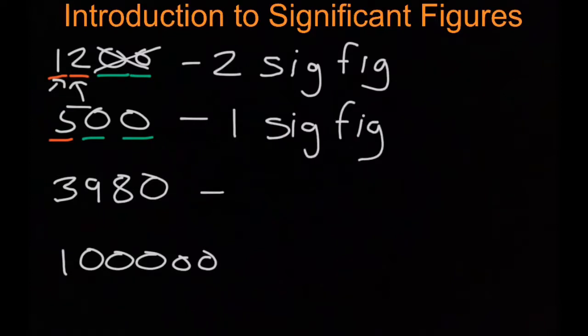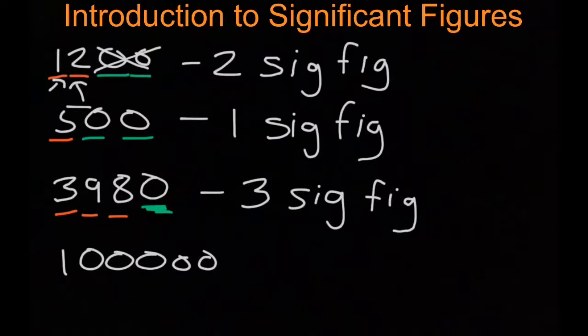Let's try 3,980. So our trailing zero is right here, and these three digits are non-zeros, so they are all significant. Therefore, we have three significant figures in this value. For our next value, you can see we have 5 zeros here, but they are all trailing zeros, which make them insignificant. And our only significant value is this non-zero, which is 1 in front. Therefore, this value only has one significant figure.